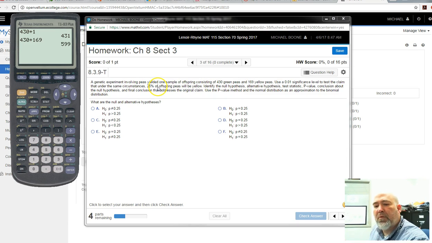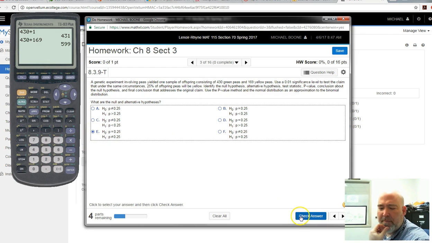Are they close enough to 25% to say that, yeah, this probably came from, it's about 25%. I don't have enough information to say anything different. So that's what we're doing. So the probability that it equals 25%, so the first one's always equals. And then this one doesn't say less than or greater than, so it would be a not equal to type problem.